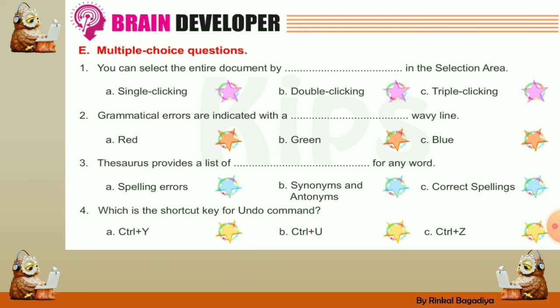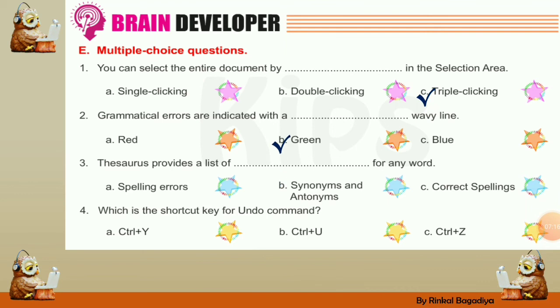Let's read first. You can select the entire document by dash in the selection area. The 3 options are single clicking, double clicking and triple clicking. Here we have to select the entire document. So for selecting the entire document, what do we have to do in the selection area? Yes, you have to triple click in the selection area. So tick option C, triple click. It is the right answer. Number 2, grammatical errors are indicated with a dash wavy line. It is very easy. Grammatical errors are indicated with a green wavy line. So option B is the right answer. Tick mark on option B, green.